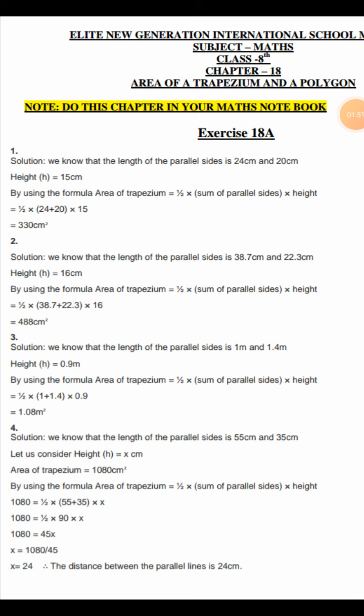Now after this, see question number 4. In question number 4 we have the area of trapezium is 1080 centimeter square. If the lengths of its parallel sides are 55 centimeter and 35 centimeter, then find the distance between them.